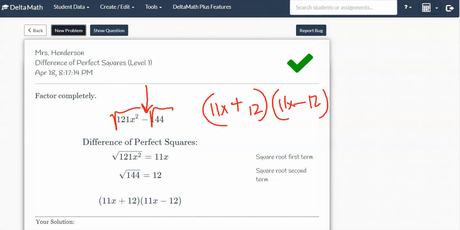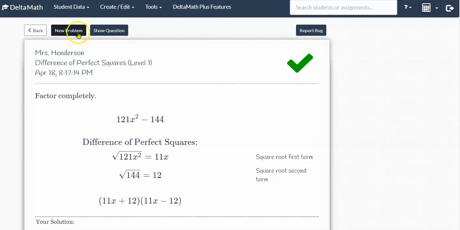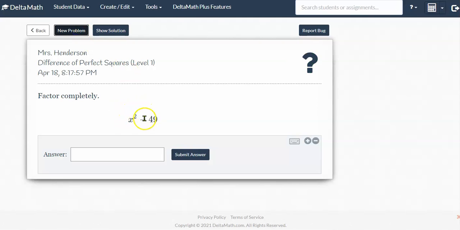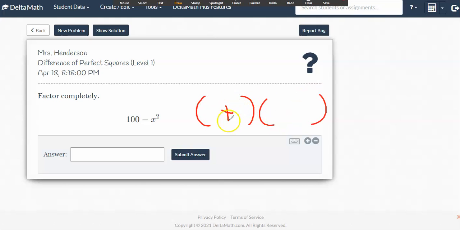Let's check it. Fantastic. So each time you're going to do the same thing, right? Square root the first, square root the last. And each time you must have one with a plus sign, one with a minus sign. Square root the first, square root the last. That's it.